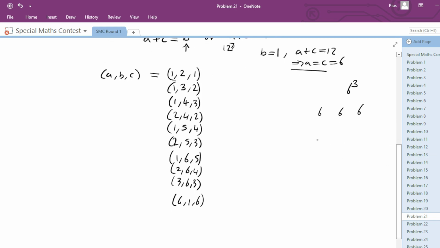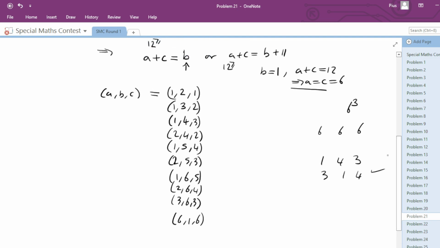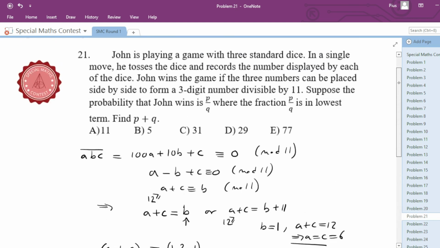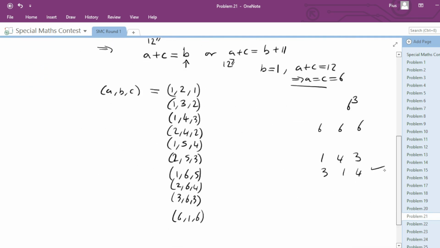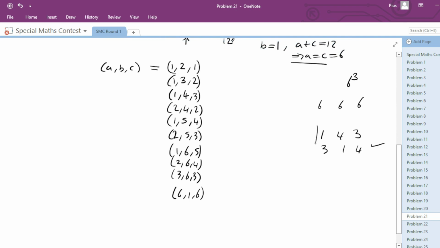Now if we had, for example, 1, 4, 3 as the outcome on the 3 different dice, then even if we had something like 3, 1, 4, this will still be a desirable outcome, because we can reorder it to form the number 143, which is a multiple of 11. Once we can do that, then John wins. So that will be counted on the side of John. So we just need to figure out the compositions, then look at all the possible permutations that could have occurred.